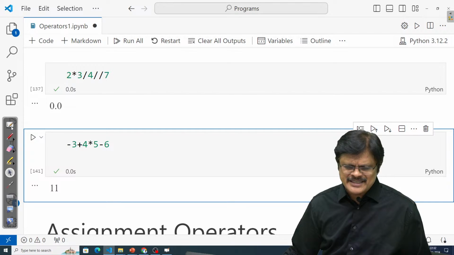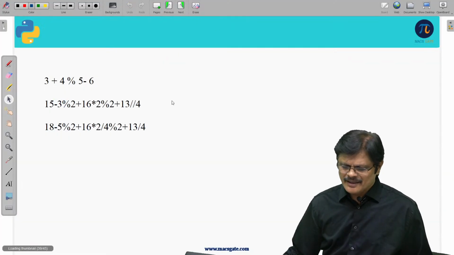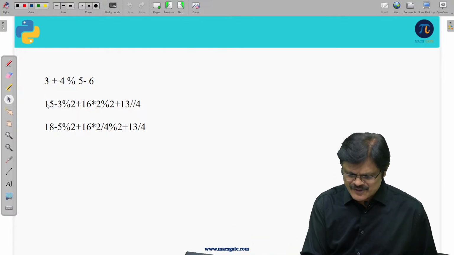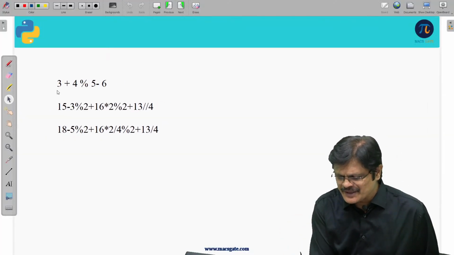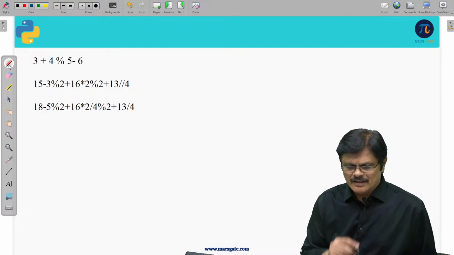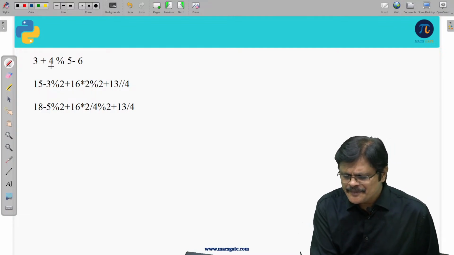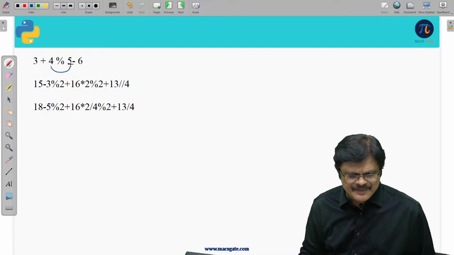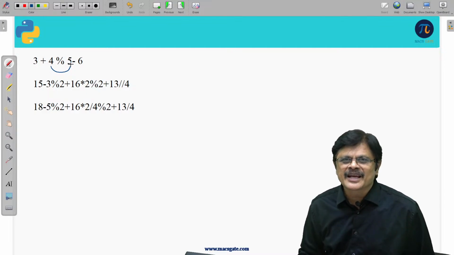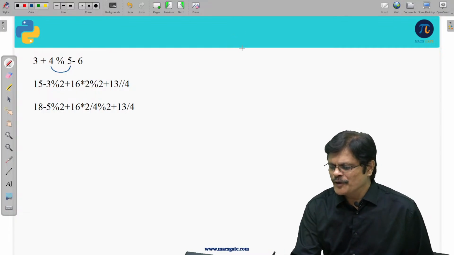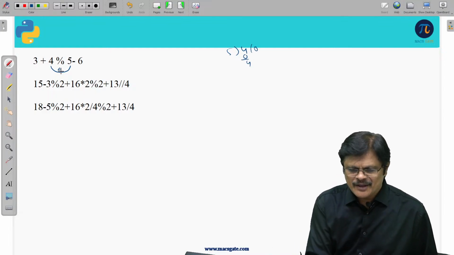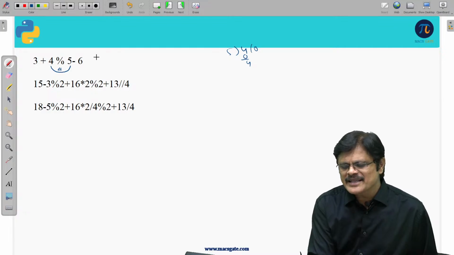Okay, so we are done with the simple ones. Now let us try the little complex ones. What is the answer for the first one? Here, first this percent operator will happen. What is 4 percent 5, my dear friends? When you divide 4 by 5, what is the remainder? 5 zeros are 0, so 4 is the remainder. So 3 plus 4 is 7, minus 6. The answer is 1 here.